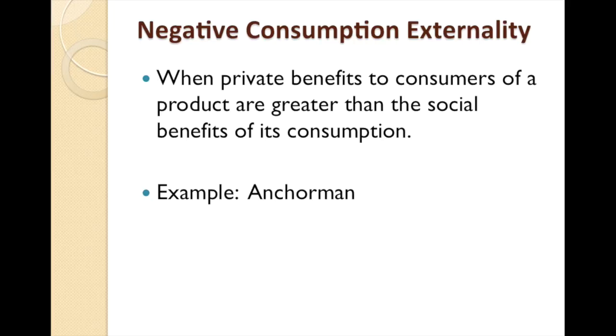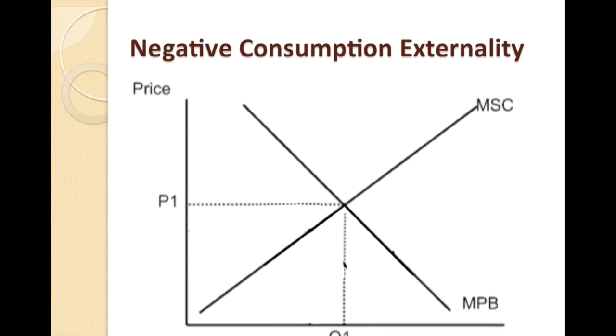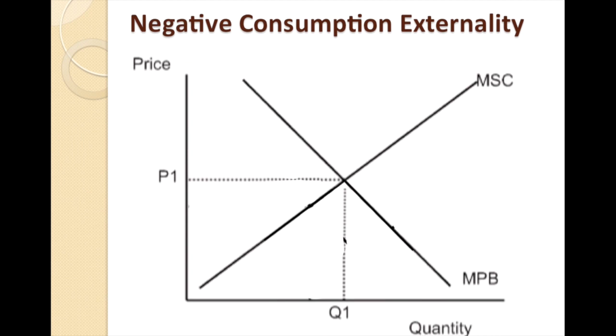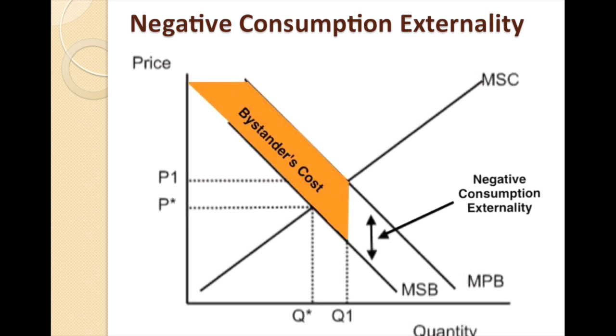Let's look at the graph of this example. The first graph shows that the guy maximizes his private benefit and consumes at Q1 when marginal social cost equals to marginal private benefit. From the second graph, we can see that market failure happens. Market failure is a situation in which the market fails to produce at the efficient level of output.